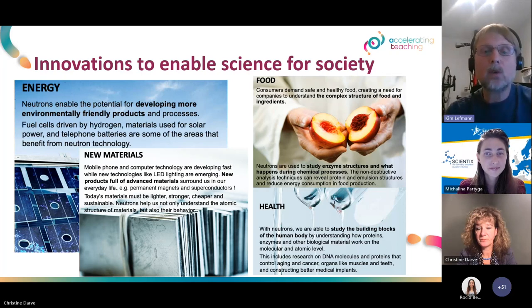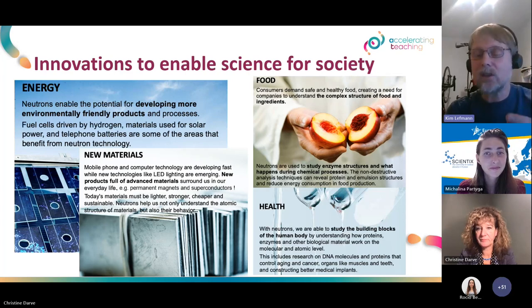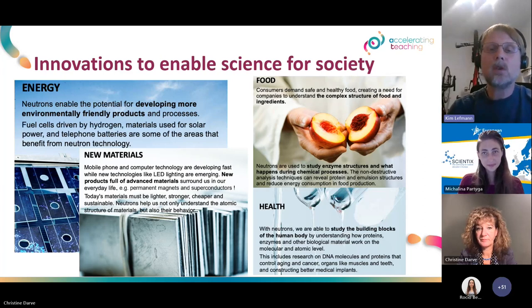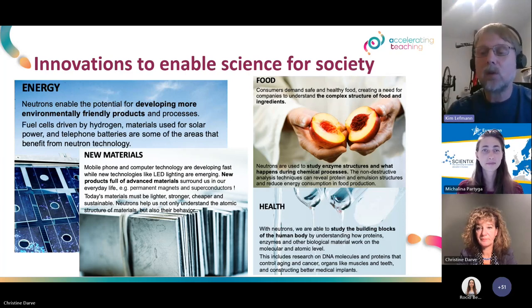We can look at food. We can look at how very complex things in food, like one of the examples is milk. Little fat drops in milk are what give milk the color, the taste, and all this. And of course, how we manufacture food influences how we experience the food. So we need to understand what we do in order to tell the companies how they can produce and preserve food better.